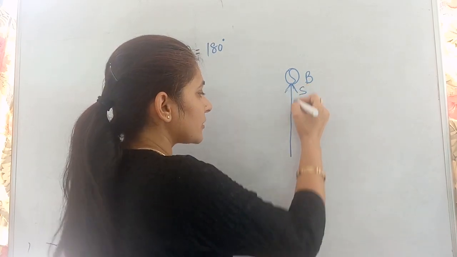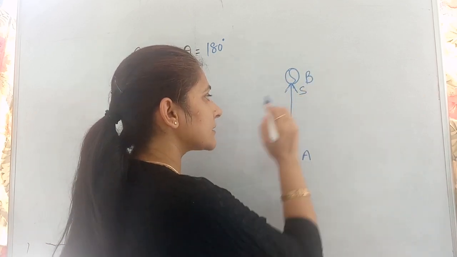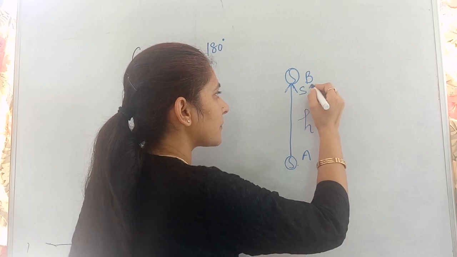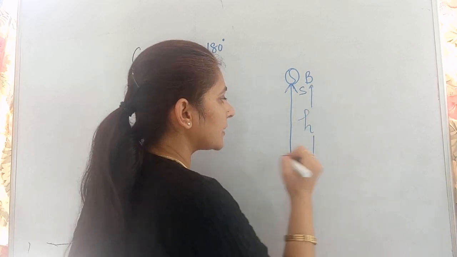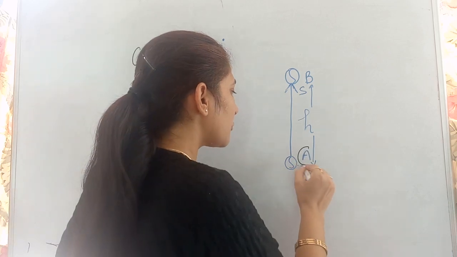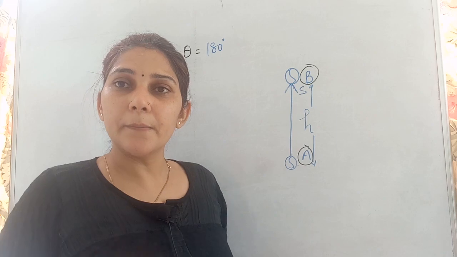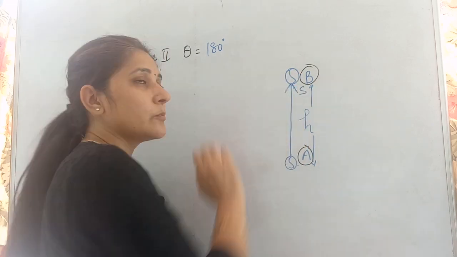This is the direction of displacement because the ball is thrown from point A to point B, and this is the displacement. It is denoted by, suppose, h. This displacement is h, right? The ball is thrown from point A to point B.